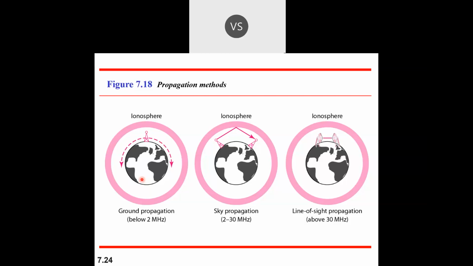Many times, whenever we are broadcasting in a small area, that's considered ground propagation. The ionosphere reflecting those waves is what we call sky propagation, between 2 to 30 megahertz. Now, what is sky propagation?